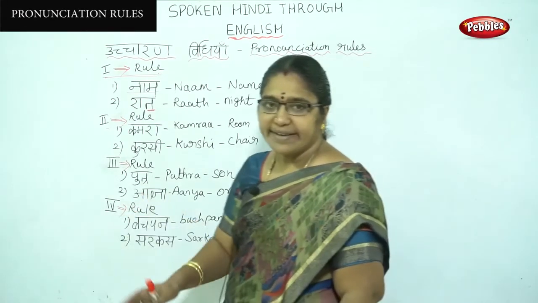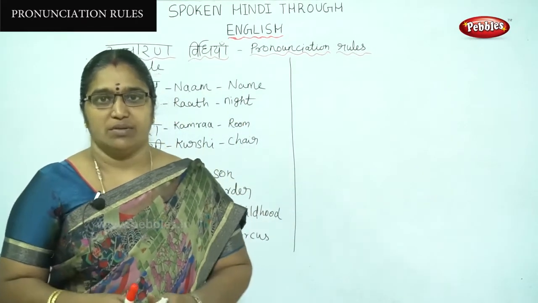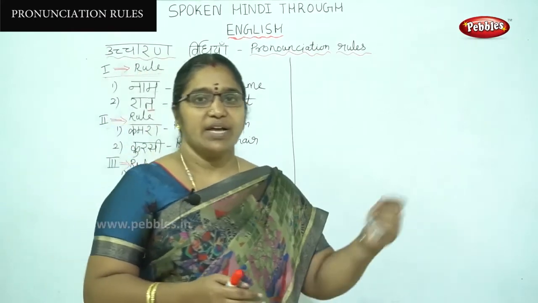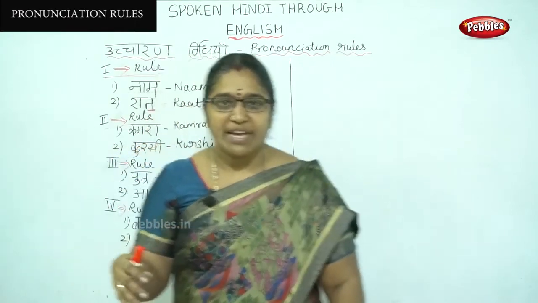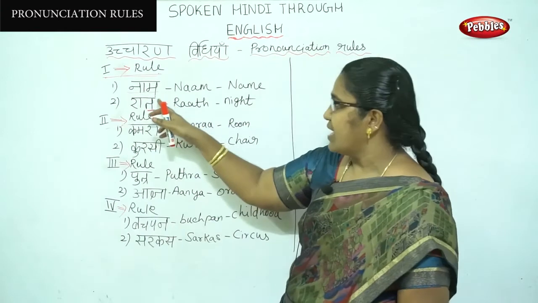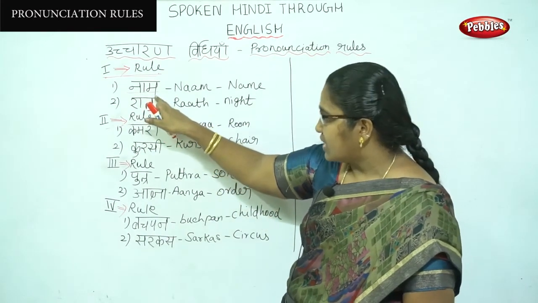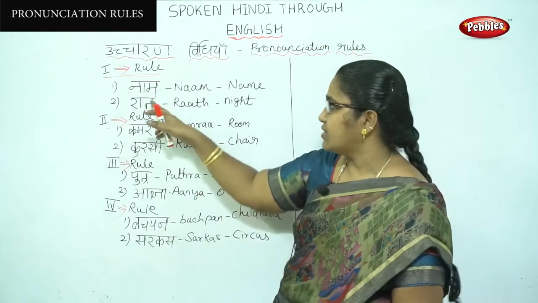Okay, these are the 4 rules we have to follow for reading and writing. Once again I am clearing you about these rules. See, the first rule is if the last letter is a short sound, we have to spell it as a consonant. Short sound means consonants.